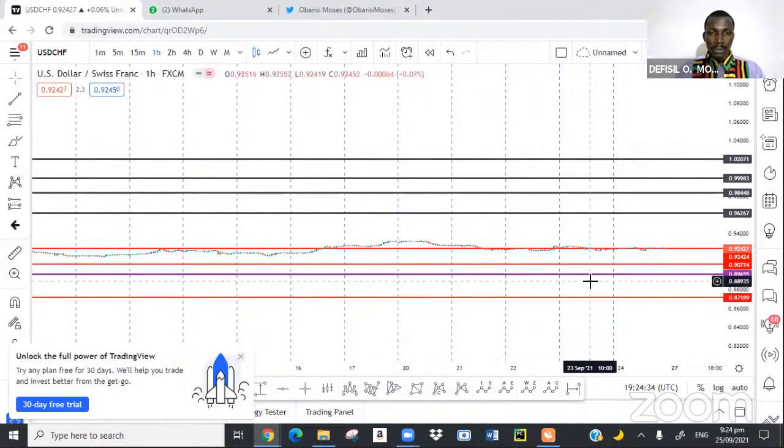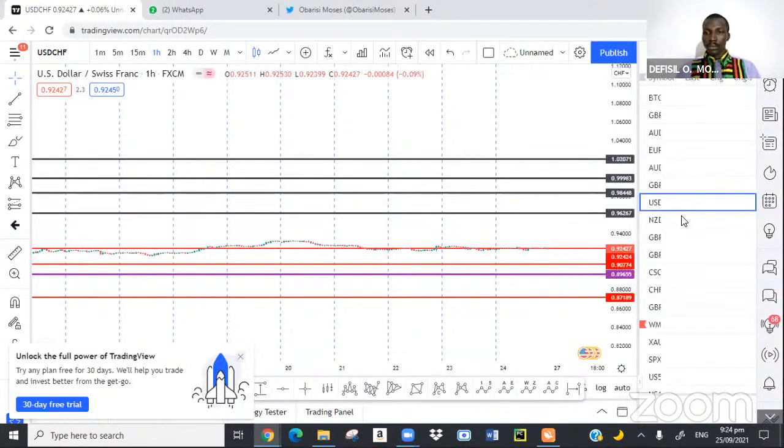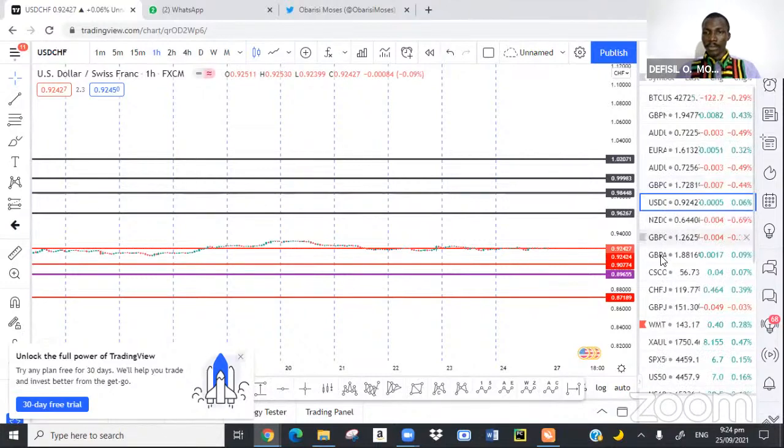Okay, so we have a strong confirmation between the weekly, the monthly, the daily, the 4-hour and even the 1 hour. So let's look at another pair. Let's not waste too much time on this particular pair.